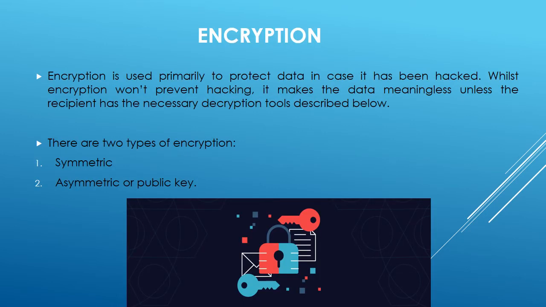Encryption. Primarily, encryption is used to protect data in case it has been hacked, whilst encryption won't prevent hacking. It makes the data meaningless unless the recipient has the necessary decryption tools. There are two types of encryption. Number 1, symmetric encryption, and number 2, asymmetric encryption or public key encryption.